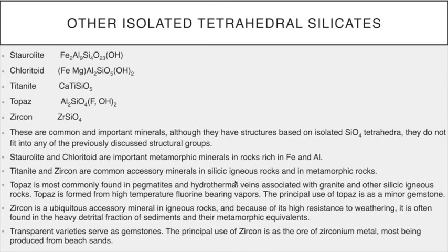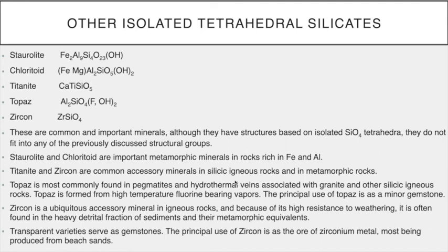Staurolite and chloritoid are important metamorphic minerals in rocks rich in iron and aluminium. Titanite and zircon are common accessory minerals in silicic igneous rocks and in metamorphic rocks. Topaz is most commonly found in pegmatites and hydrothermal veins associated with granite and other silicic igneous rocks. Topaz is formed from high temperature fluorine-bearing vapors.